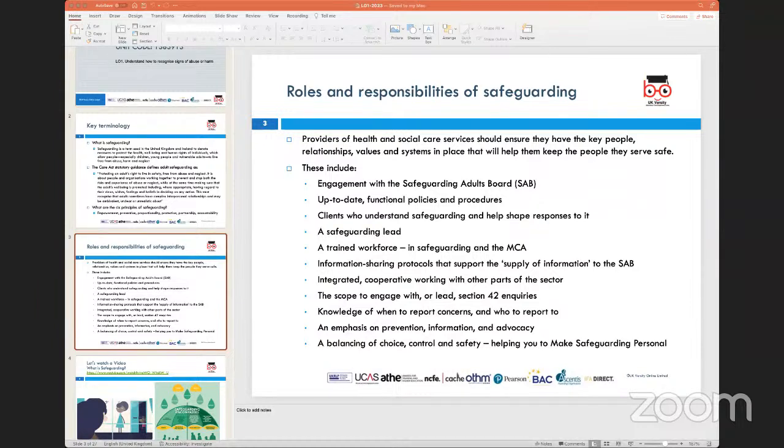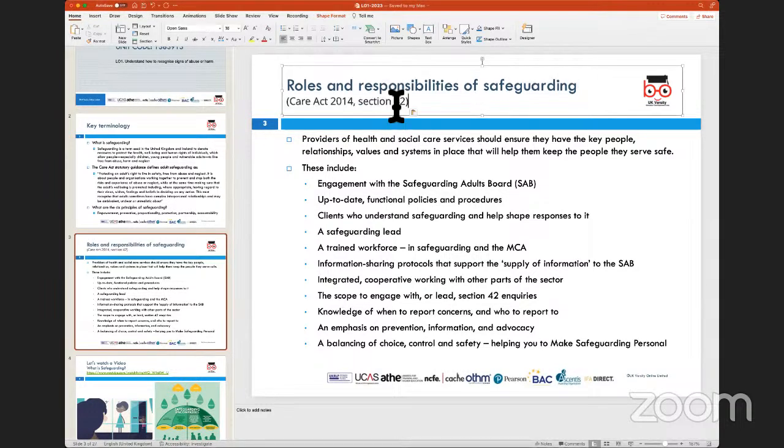Now, this part is covered under what is called the Care Act 2014 under Section 42. Obviously, the Care Act is a very big document, but safeguarding in general under the Care Act is covered under what is called Section 42. So those of you who want to note this specifically, this part is covered under Section 42 of the Care Act of 2014.